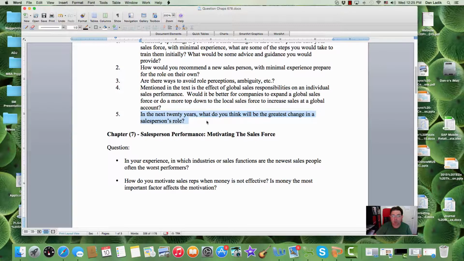In the next 20 years, what do you think the greatest change will be in a salesperson's role? I still don't think salespeople are using technology enough. I still think salespeople are doing it on their own. I think the documentation of the sales steps is still not automated enough. But if I were to name the single greatest, and this is right in my wheelhouse, this is what I care about, and what your final reflection paper is going to be more like: how are social and digital changing the sales force?